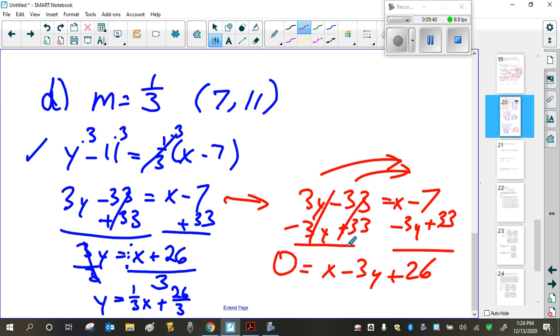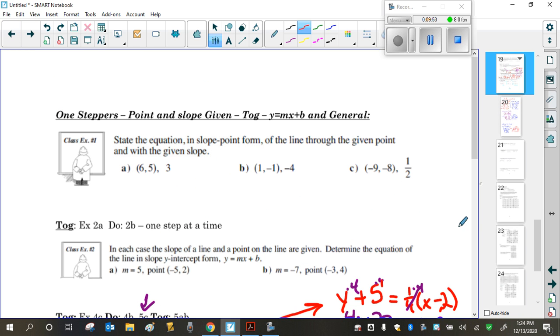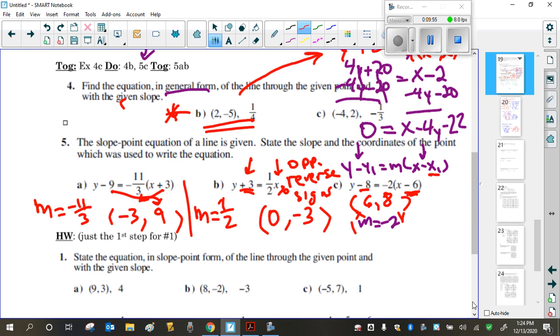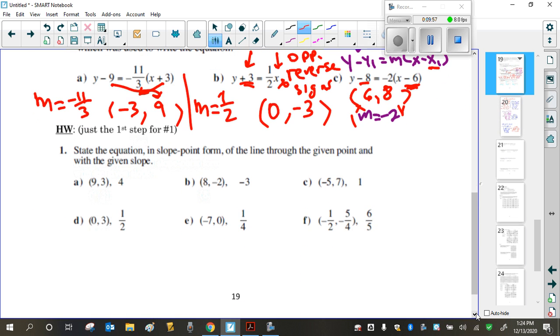Okay, next thing we're doing is our homework. On page 19 is where we left off. So bottom of page 19. Go there now. And these ones you're just going to put in slope point form. So just put it into the formula and you're done.